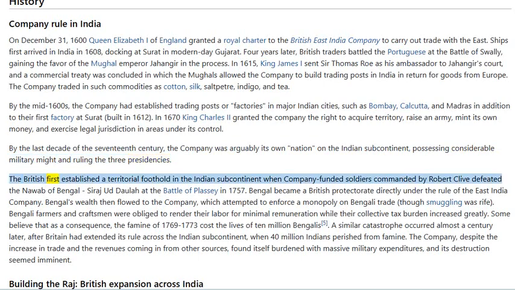The British first established a territorial foothold in the Indian subcontinent when company-funded soldiers commanded by Robert Clive defeated the Nawab of Bengal, Siraj ud Dawla, at the Battle of Plassey in 1757. Bengal became a British protectorate directly under the rule of the East India Company. Bengal's wealth then flowed to the company, which attempted to enforce a monopoly on Bengali trade, though smuggling was rife.